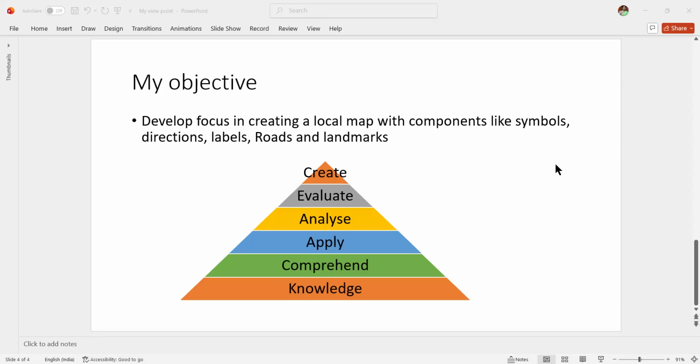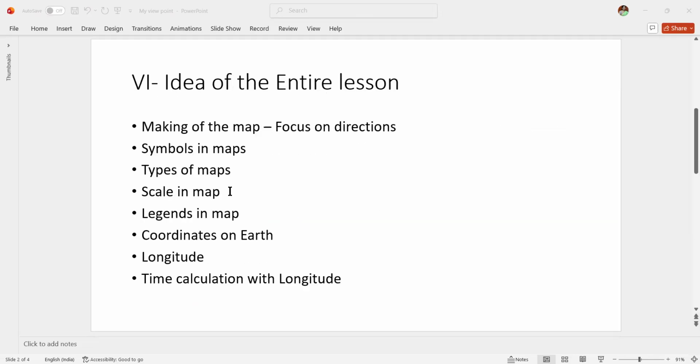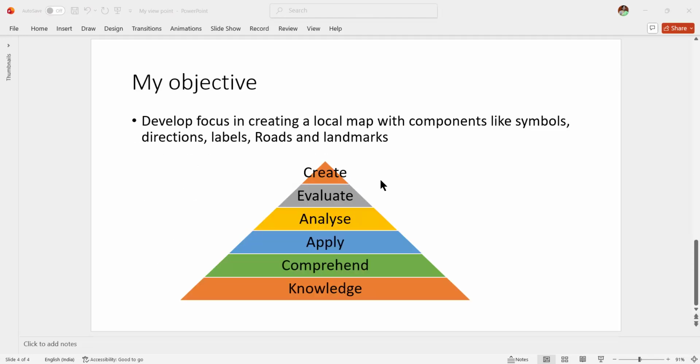Now remember, as the student is traveling from the school or to the school, each student will be passing through different components of symbols, directions, labels, roads, and landmarks, which they will be labeling in their diagram. Now, as we already know that our focus should also be on the symbols of the maps so that we can connect to legends, we have to have, as a teacher, questioning techniques to extract the symbols.